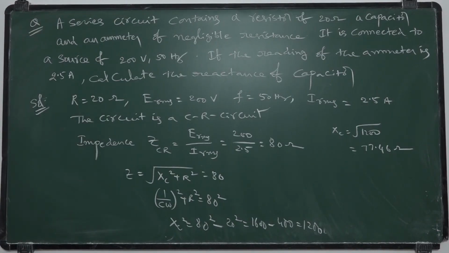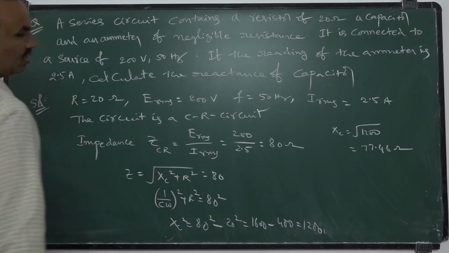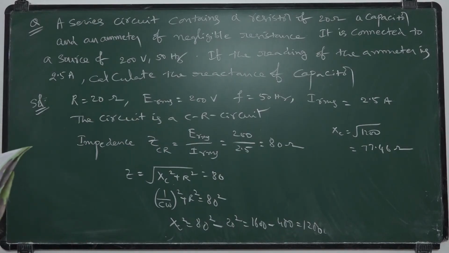First of all, we should identify the given circuit is either LR circuit or CR circuit. Based on that, you should select the formula. On selecting the formula, by identifying the terms, you will get the required solution.